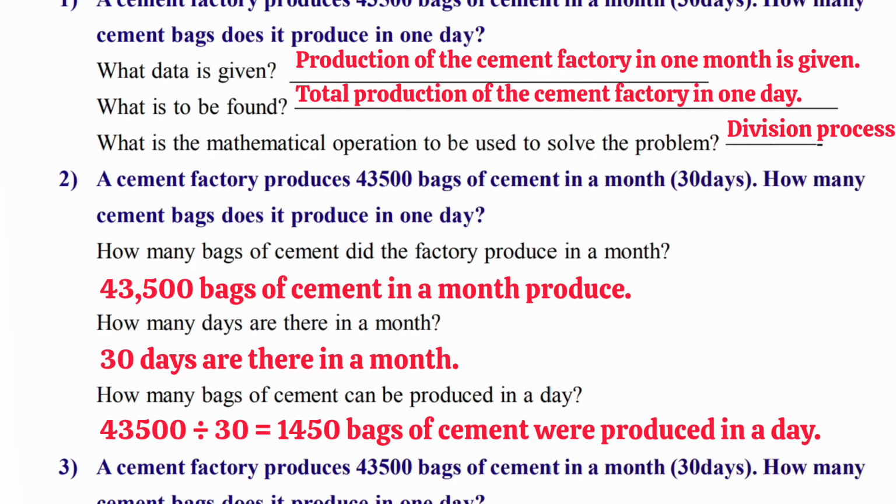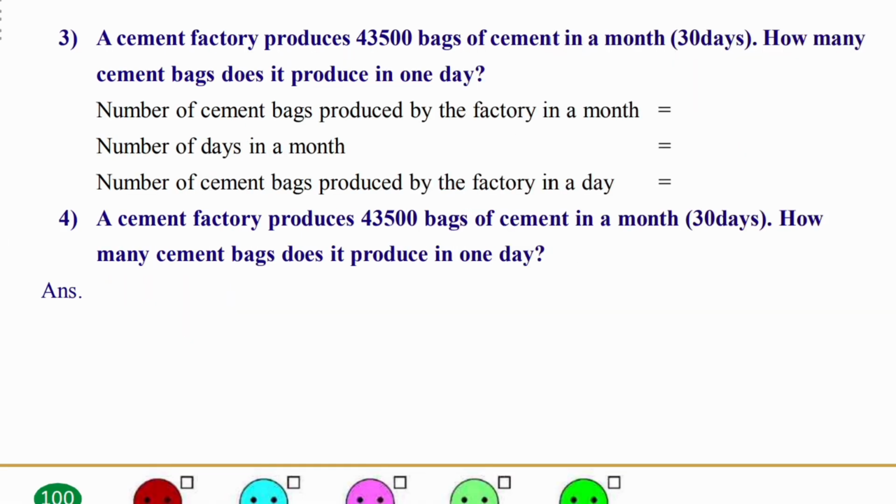Understood guys? Let's move on to the next question. Here also the question is same. Let's see the solution. Number of cement bags produced by the factory in a month. So in a month, how many cement bags produced? 43,500. Next, number of days in a month, 30 days. Next, number of cement bags produced by a factory in a day, 43,500 divided by 30. You will get the answer 1,450 bags. Means 1,450 cement bags produced in a day.